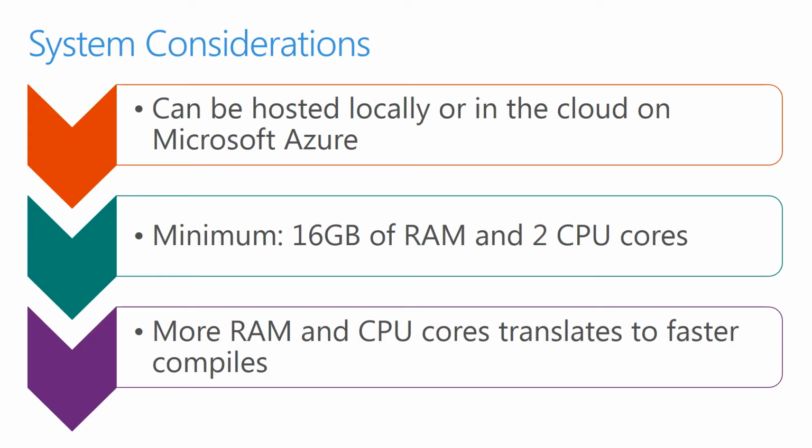Before we start development in Visual Studio, we need to be aware of the system requirements. There are three primary considerations for development environments. First, the environment can be hosted locally or in the cloud on Microsoft Azure. Second, development environments must have a minimum of 16 gigabytes of RAM and 2 CPU cores. Third, more RAM and CPU cores translate to faster compile times on your development machine.